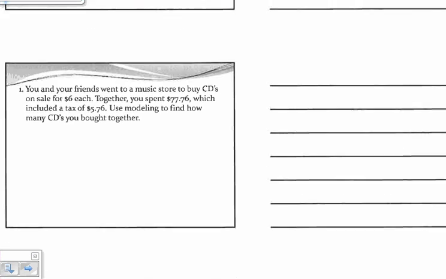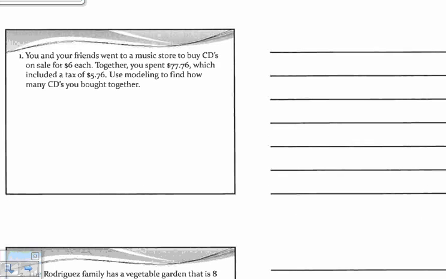So let's look at our first problem here. Number 1, you and your friends went to a music store to buy CDs on sale for $6 each. Together you spent $77.76, which included a tax of $5.76. We're going to use modeling to find how many CDs we bought together. When I do story problems, I like to think of myself as being there. So I went to this music store and I gave the cashier $77.76.